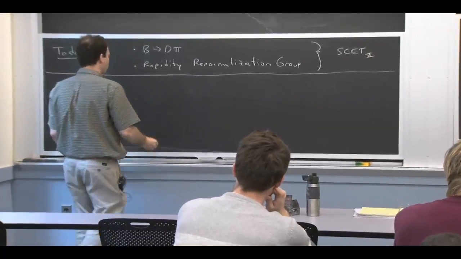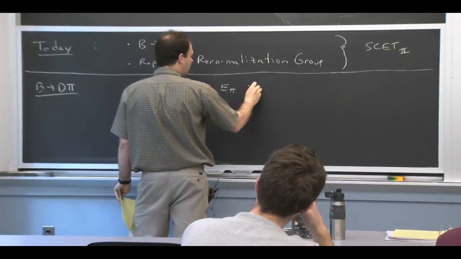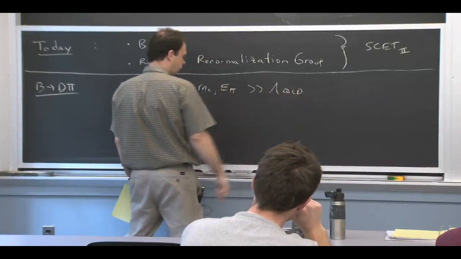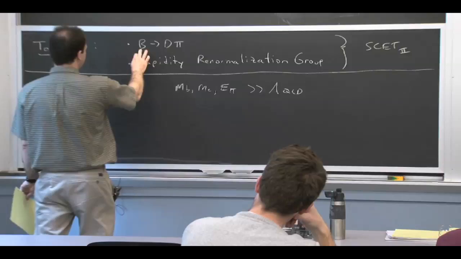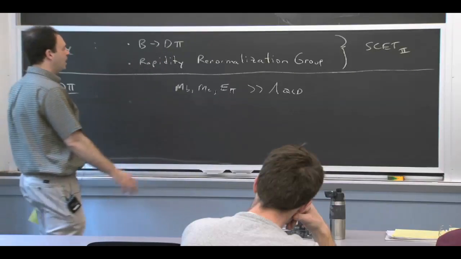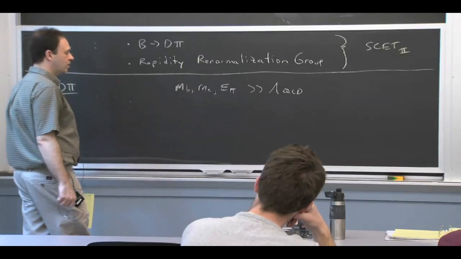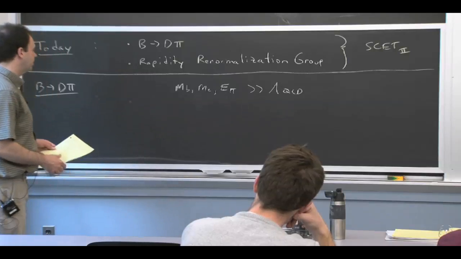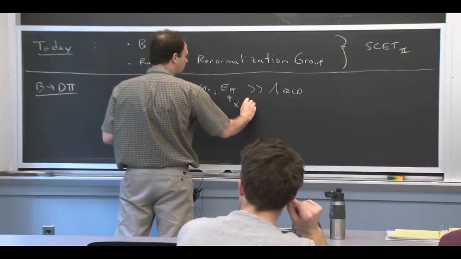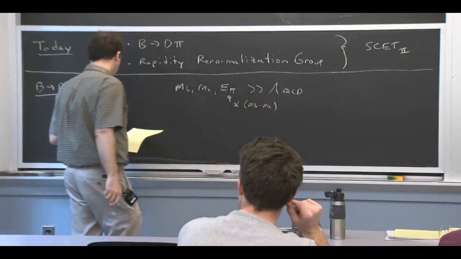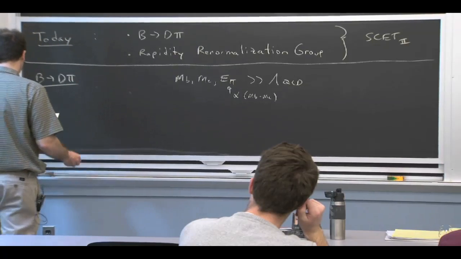B to D pi. So there are, in some sense, three hard scales in this problem. The mass of the B quark and the mass of the charm quark are going to be taken to be much greater than lambda QCD, so we'll have an HQET type description of the B quark and the charm quark. And also the energy of the pion, which is in some sense related to the difference of the B quark and the charm quark mass, we'll also take to be much greater than lambda QCD. So just by kinematics, this is proportional to m_B minus m_C, roughly. You could say it's the difference of the squares of the hadron masses.